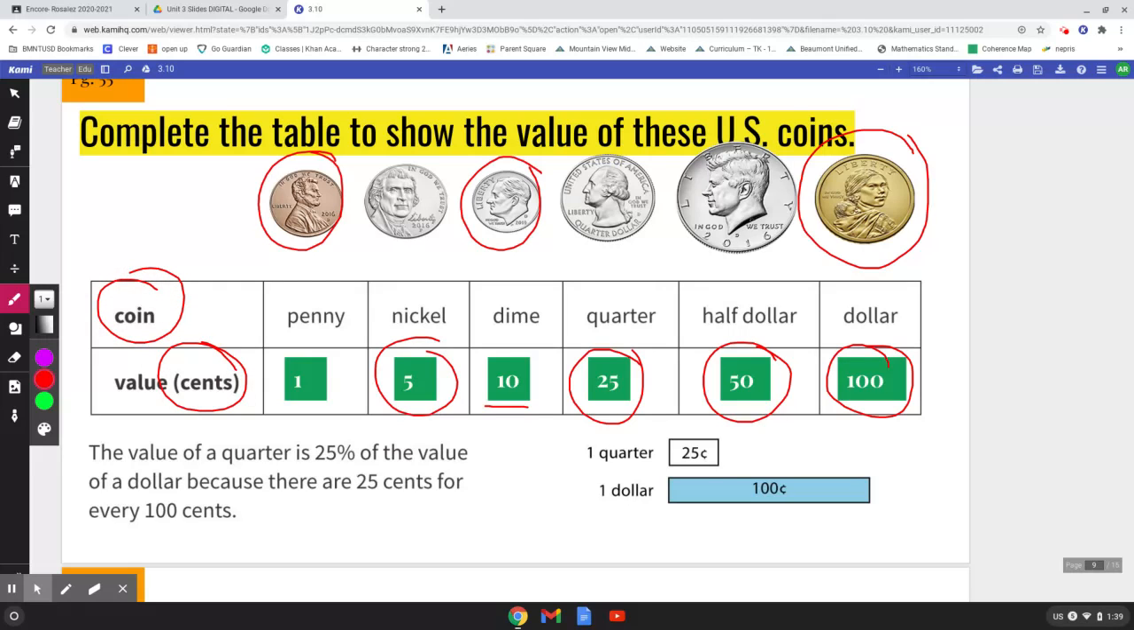So the value of a quarter is 25% of the value of a dollar, because there are 25 cents for every 100 cents. That is important to know. So you have your 1 quarter is worth 25 cents. $1 is worth 100 cents.